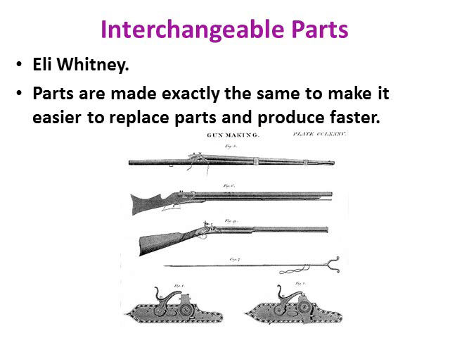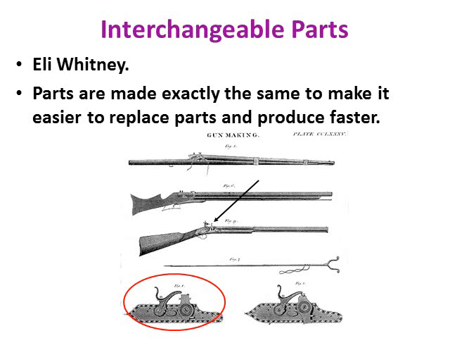Now, with the use of factories, we also have more time, and so people start inventing more things. So we're going to talk about some inventions. One invention I want to talk about is something called interchangeable parts, and this was invented by Eli Whitney. What this means is parts are made exactly the same to make it easier to replace parts and to produce things faster. So as you see here, this little part, they don't just make one of these at a time. They make thousands of them.